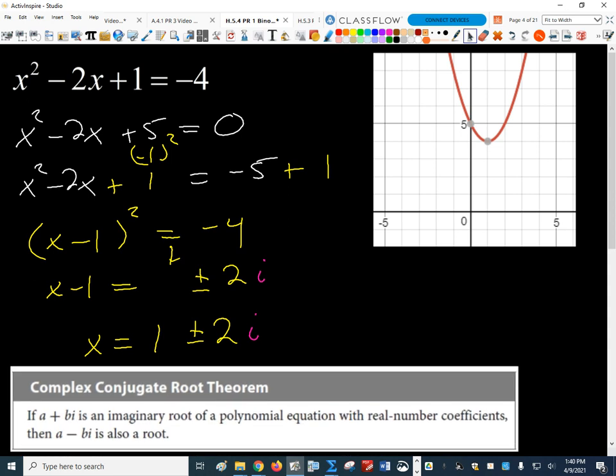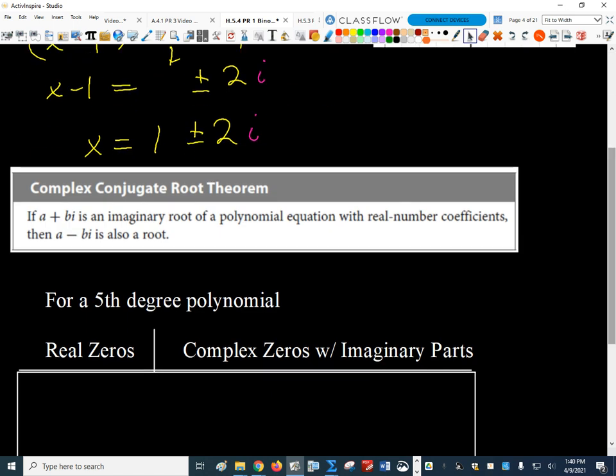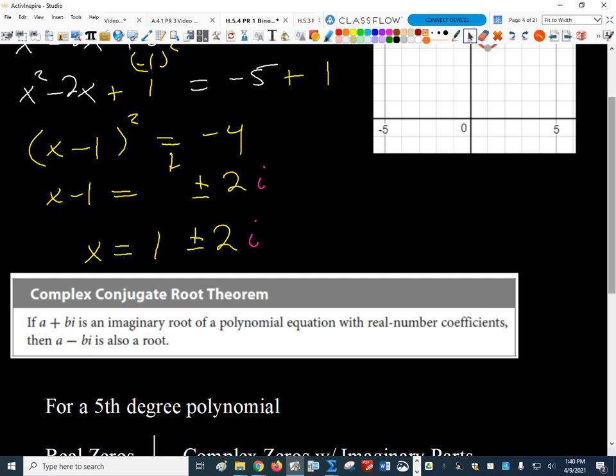This is not an accident. This is a really important relationship. This is called the complex conjugate root theorem. It tells us that if we've got a regular polynomial with real number coefficients, the only kind we're going to work with until eventually you might take a complex analysis class in college where you might look at some other weird polynomials that have imaginary coefficients, okay? But that's years away. We're looking at regular polynomials with real coefficients.